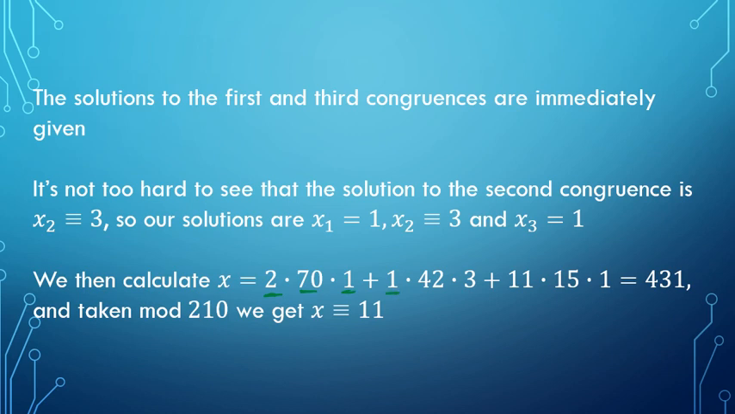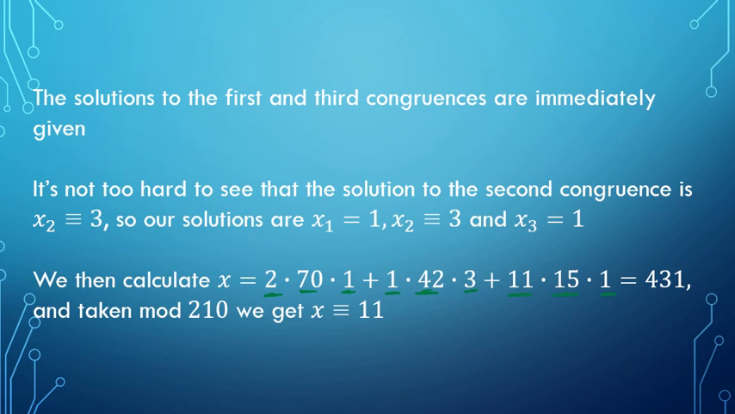A2 is 1, capital N2 is 42, and x2 was 3. A3 is 11, capital N3 is 15, and x3 was 1. When you take those products and add those things up, you come up with 431.